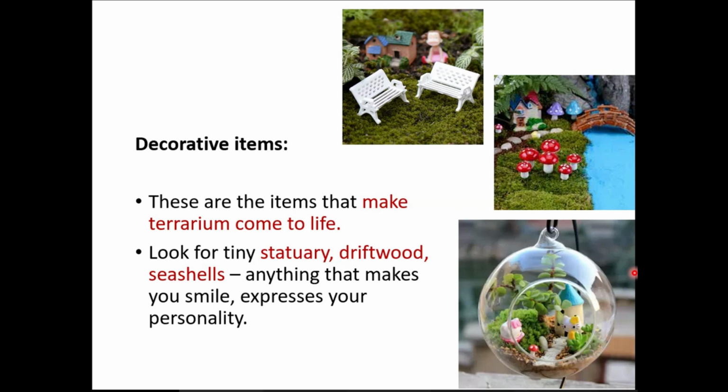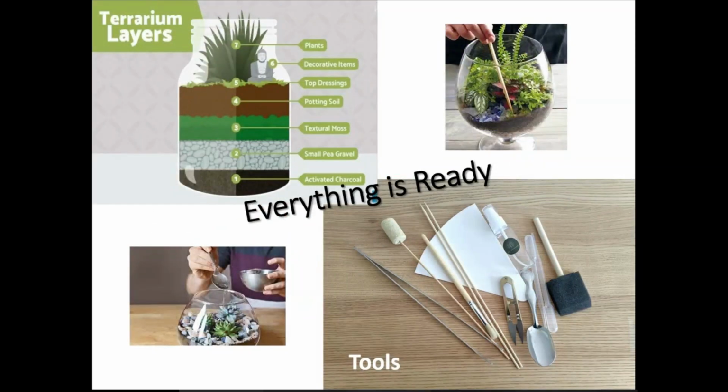So these are the structures and tools required for your terrarium, all the 7 layers. Please remember that so you can use them accordingly, going from top to bottom. Now you know what a terrarium is and what we require, right from activated charcoal to moss to soil to decorative items to plants. We know what tools we require and what type of glass jars we require. So if everything is ready, what to wait for, we can start how to make a terrarium.